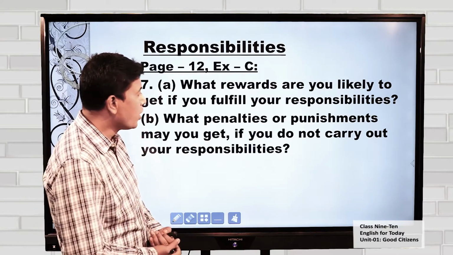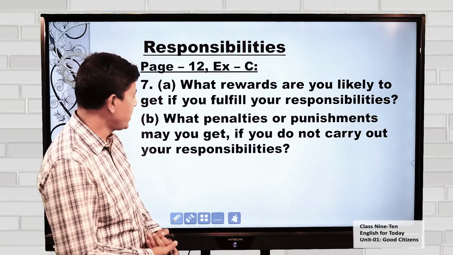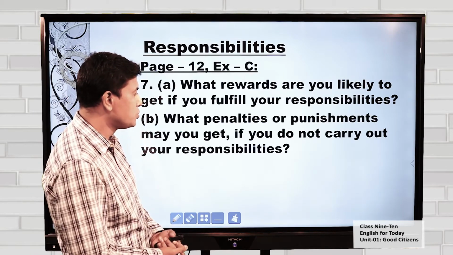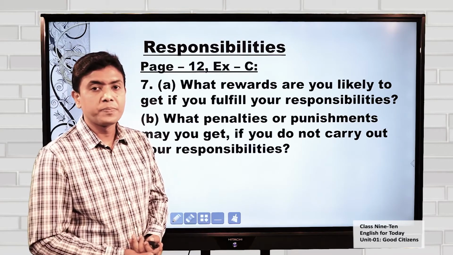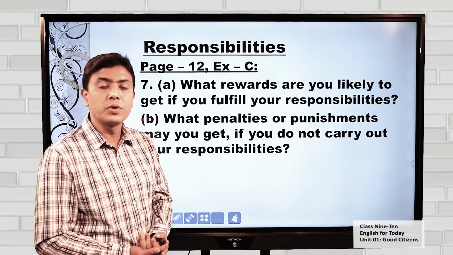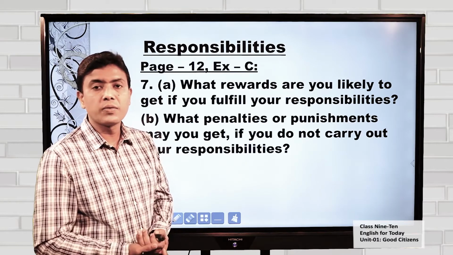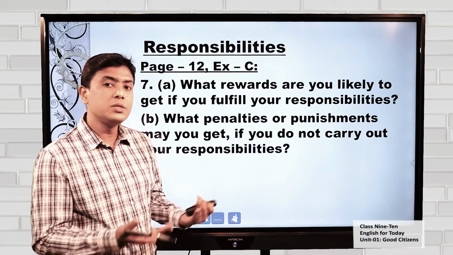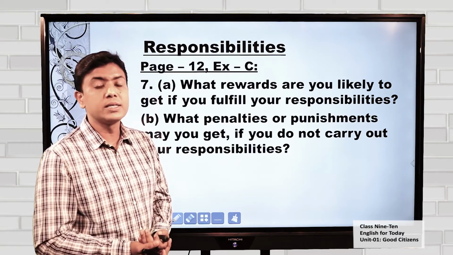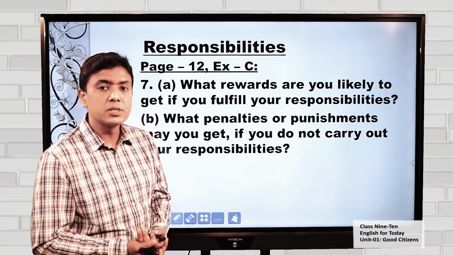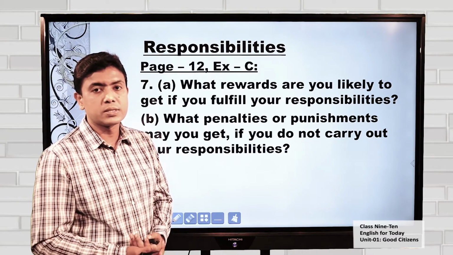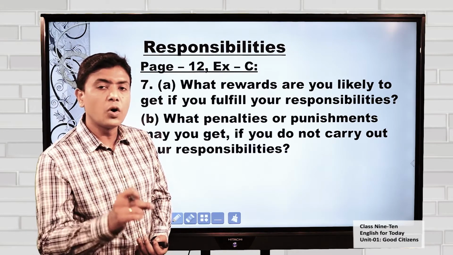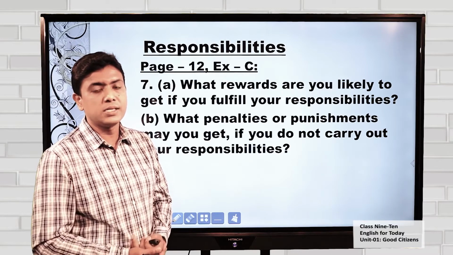And number B, what penalties or punishments may you get if you do not carry out your responsibilities? Of course, you know what happens. At school, if you do not fulfill your responsibilities, you face the consequences. Sometimes you do not perform well in the examinations. Sometimes you do not pay attention in the classroom. Then you face the consequences. Your grades fall down. So please be attentive.